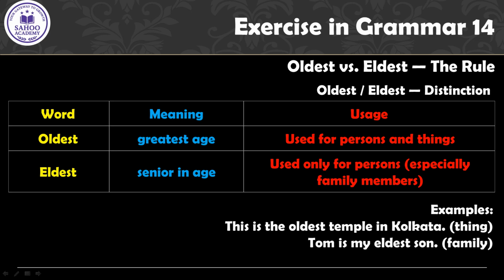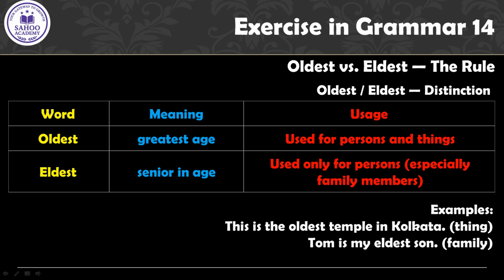This section is about oldest versus eldest. Now let's understand another very common confusion in English grammar, oldest versus eldest. Both words talk about age, but their usage is different. Oldest means the one with the greatest age. It can be used for people as well as things. So we can say oldest building, oldest tree, oldest person, etc. But eldest means the senior in age, and it is used only for people, especially for family members. Clear? We commonly say eldest son, eldest daughter, eldest brother, etc.